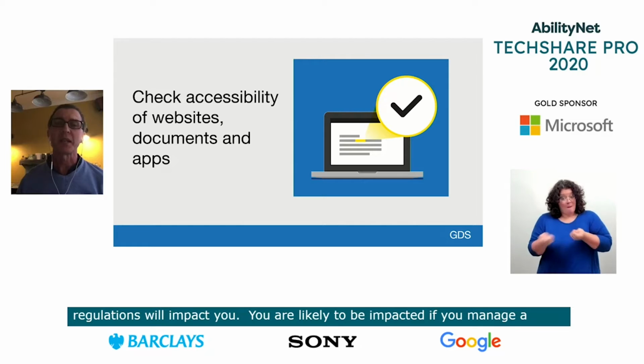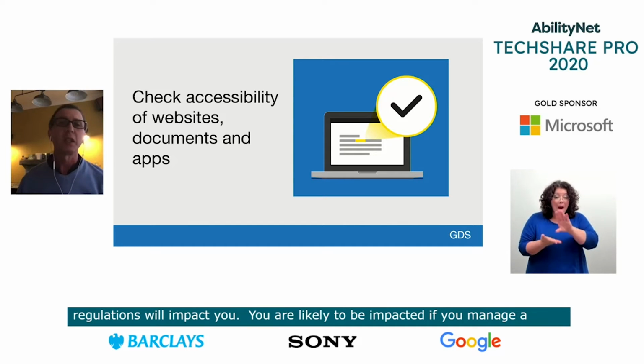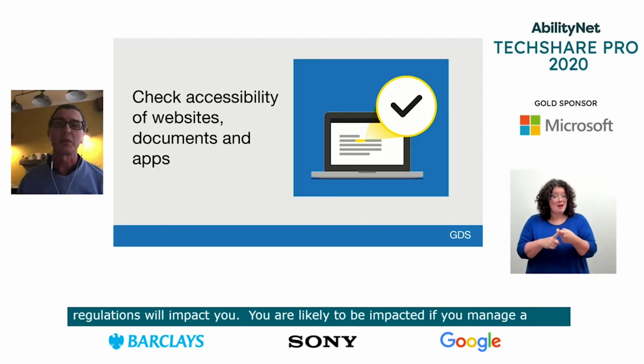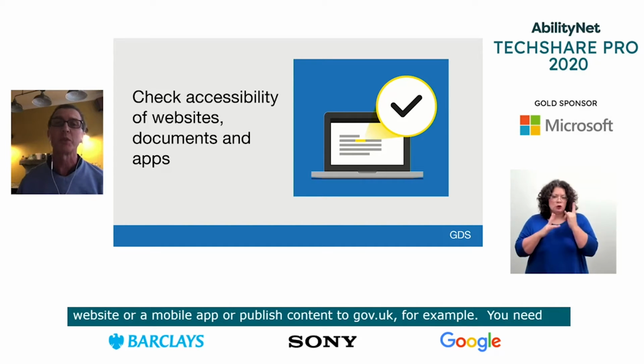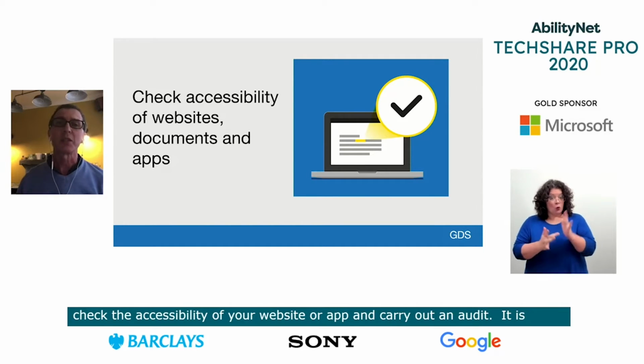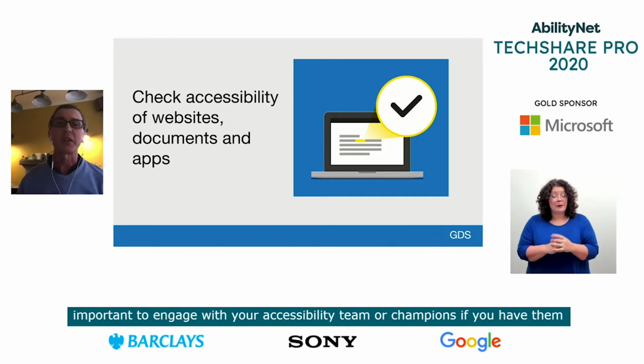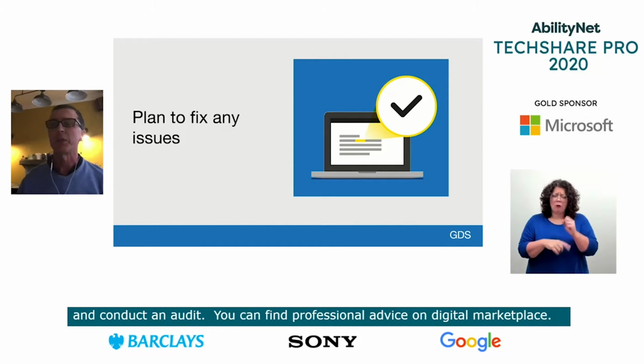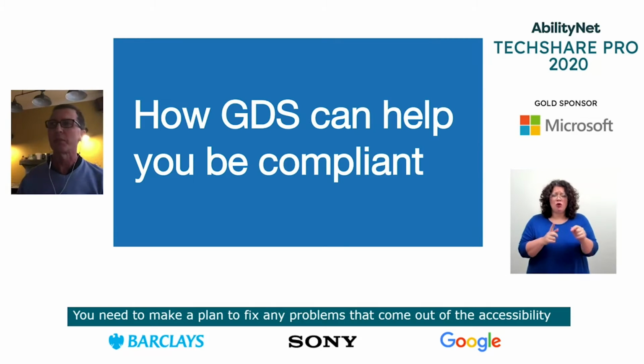Secondly, you need to check the accessibility of your website or app and published documents by carrying out an accessibility audit. It's important to engage with your digital team or accessibility champions, if you have them, for conducting an audit or support on conducting an accessibility audit. You can find professional advice and audits through things like the digital marketplace as well. Thirdly, you need to make a plan to fix any problems that come out of the accessibility audit. And fourthly, you need to publish an accessibility statement.